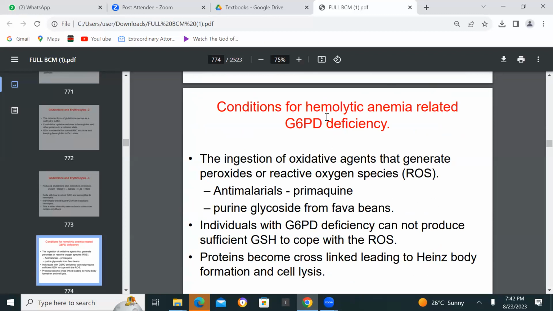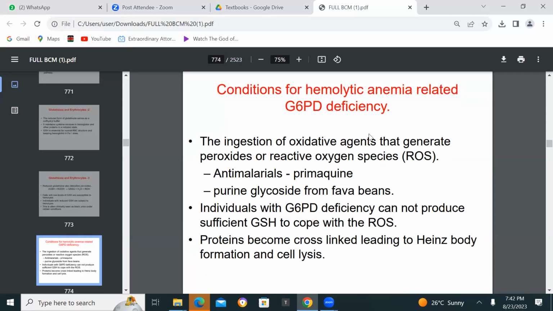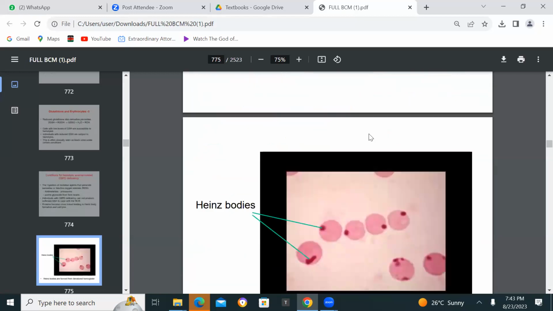So we have seen the disulfide bonds when two of those glutathione molecules bind, but also it can happen with proteins. If disulfide bonds happen in proteins and they are not broken, then they end up getting cross-linked, leading to the formation of Heinz bodies. And there we go with cell lysis.